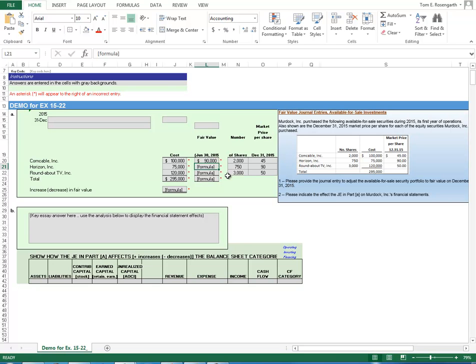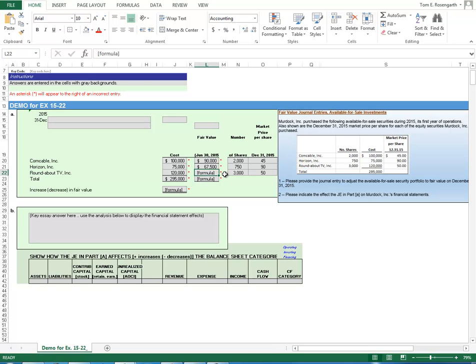The second formula, we would want to do the same thing. Enter an equal sign to start the formula, highlight or click on the number of shares 750, enter an asterisk to signify multiply, and click on 90, the market price per share, and when we push Enter, the result appears. So 750 times 90 produces $67,500.